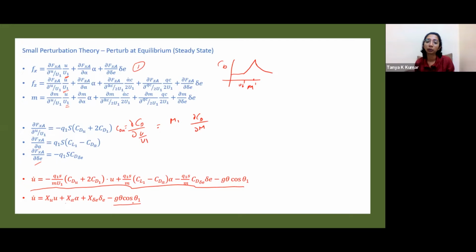Theta 1 is the quantity at steady state. Now here X_u is nothing but this term. X_alpha is nothing but this term. X_delta is this term. So we represent all three directional forces and moments in this manner.